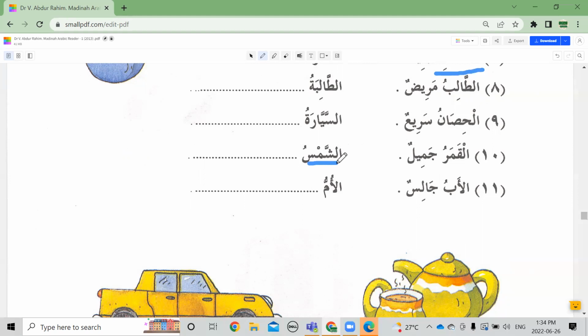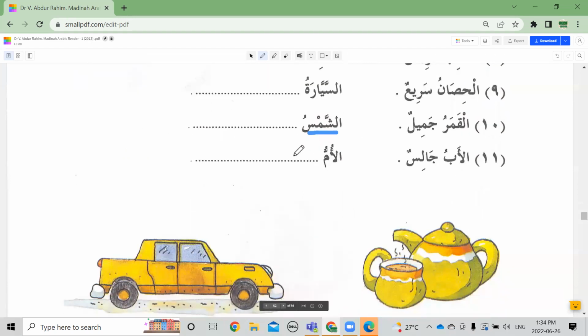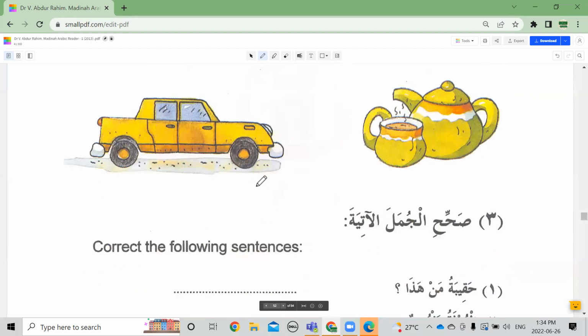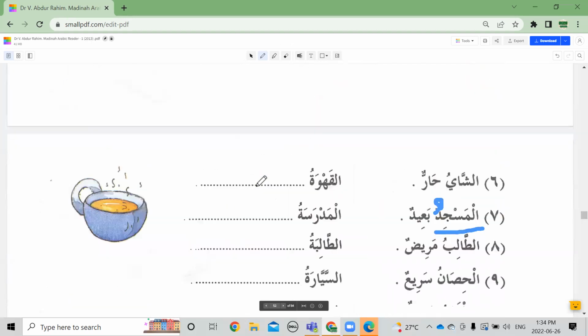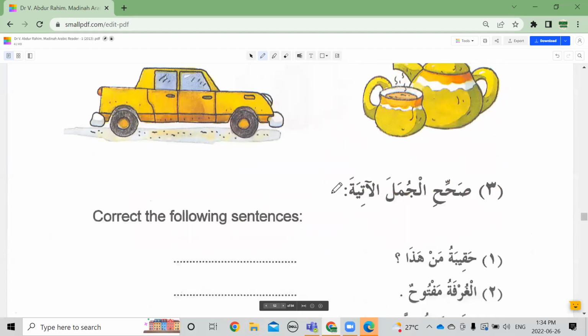Al-abu jalisun. Al-ummu jalisatun. Correct. Jazakallah khair, sister. Mubarakallah. Okay, let's give someone else a turn now.